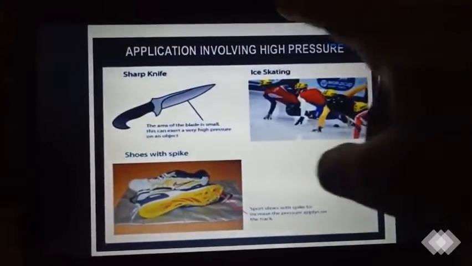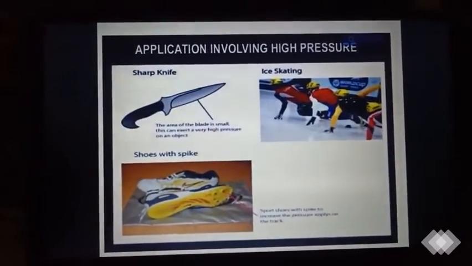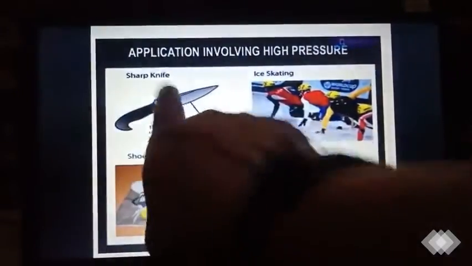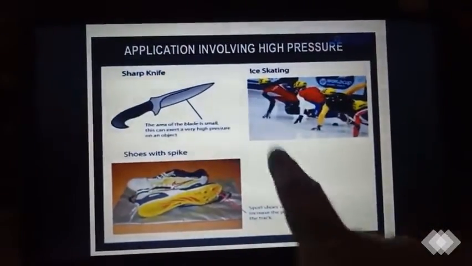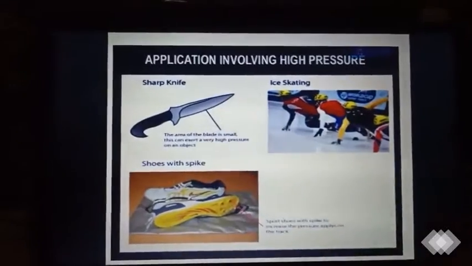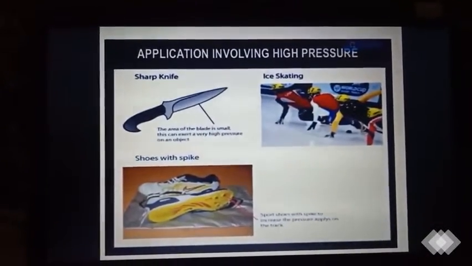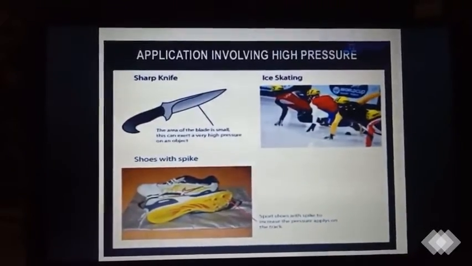These are the applications involving high pressure. High pressure in the sense the area will be very less. So the sharp edge is one of the examples, and the shoes with the spike. On the soles of the shoe, what will be there? There is a spike. What will happen? It will give you more grip when you play on the ground.